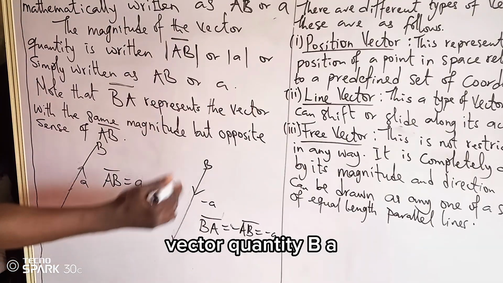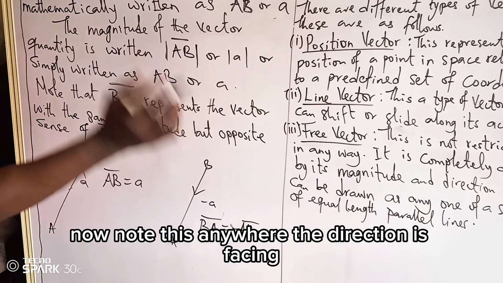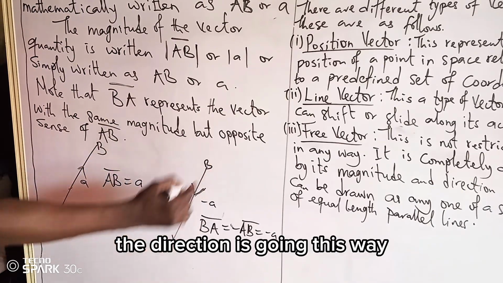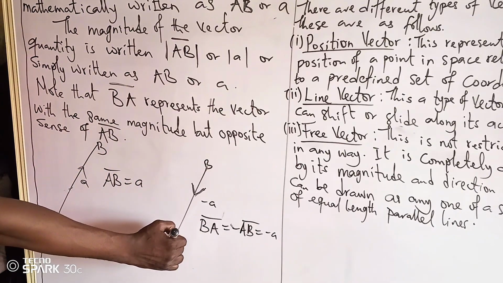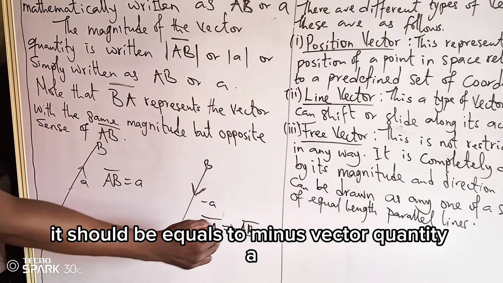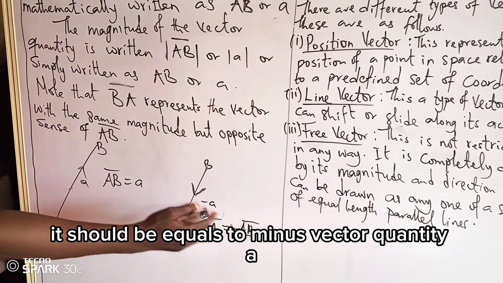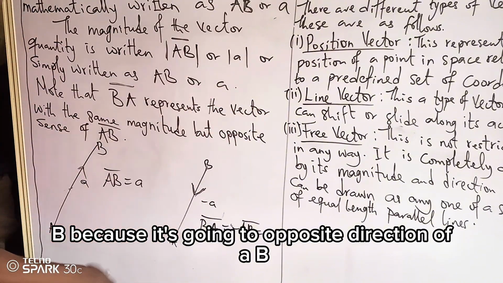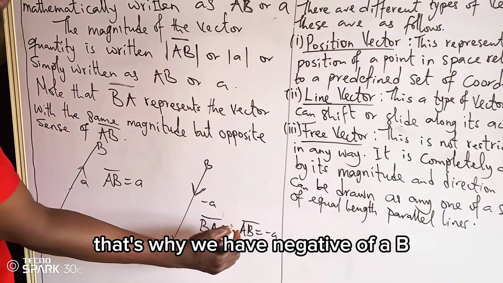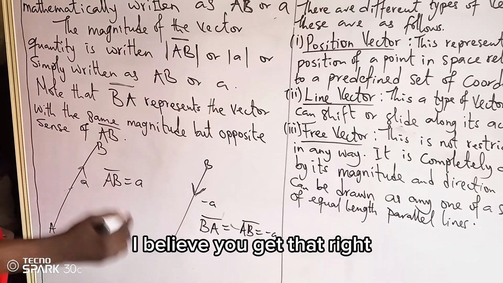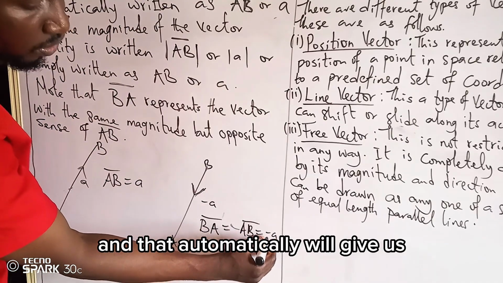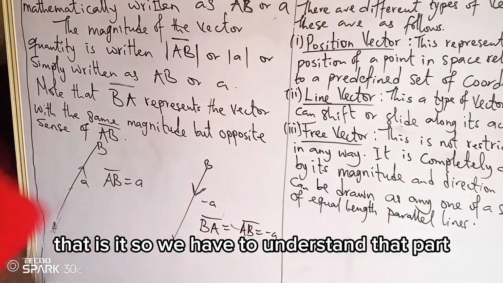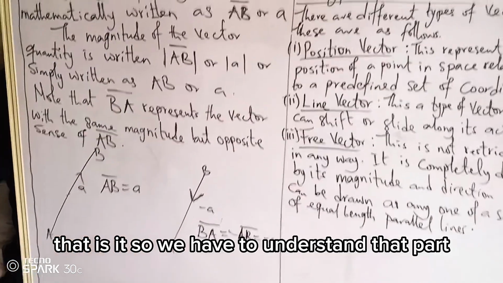Now, same here, vector quantity BA. Note this: anywhere the direction is facing, that's where you start from. The direction is going this way, so you start from B. This is vector quantity BA. It will be equal to minus vector quantity AB, because it's going in the opposite direction of AB. That's why we have negative of AB. I believe you get that right, and that automatically will give us negative of vector quantity a. That is it.